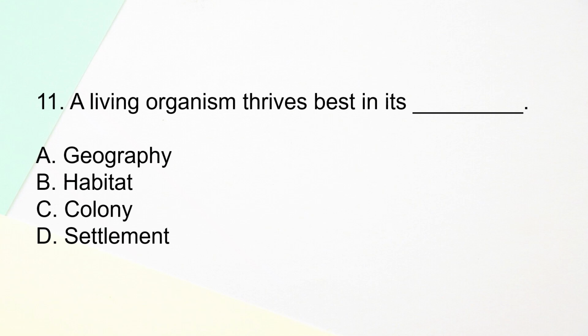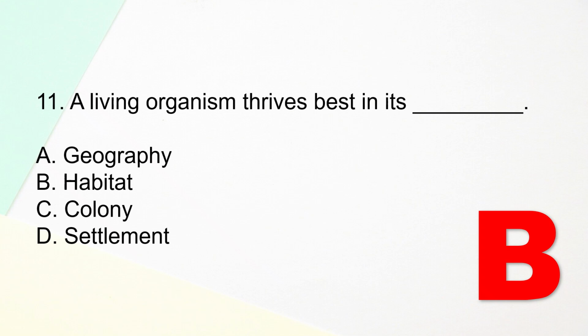Number 11. A living organism thrives best in its blank. Letter A, geography. Letter B, habitat. Letter C, colony. Or letter D, settlement. Okay, the best answer is letter B, habitat. So, a habitat is a natural environment where a living organism lives, grows, and thrives. So, habitat provides the necessary resources like food, water, shelter, and suitable conditions for the survival of all living organisms.